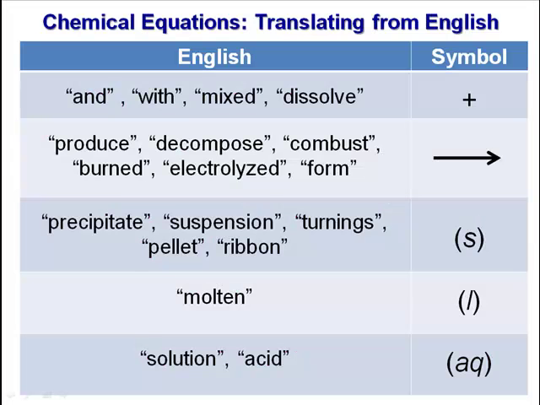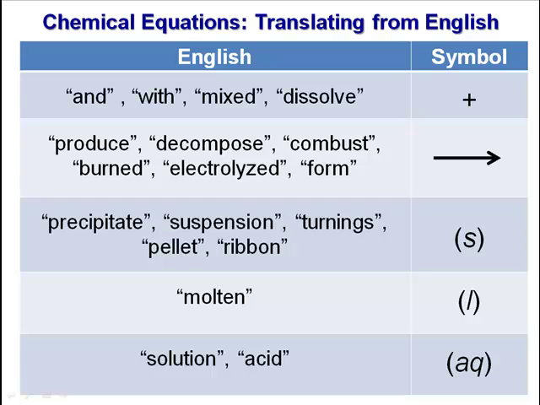All right, now, in chemical equations, we want to take the words and translate them into something that is decipherable. When you have and, with, mix, or dissolve, that is the positive sign. You're adding things together. The arrow means produced, decomposed, combust, burn, electrolyzed, or formed. Sometimes it's also referred to as yields.